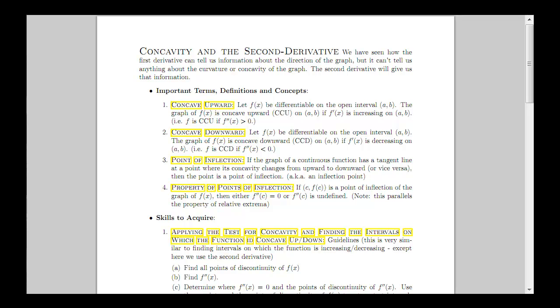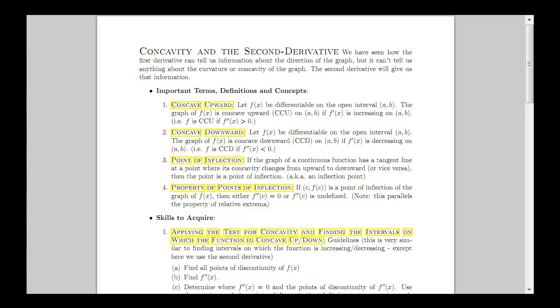Points of inflection are sort of the cousin to the relative extrema. We're going to find a change in the direction of concavity, and where we have that change in direction of concavity, we will have a point of inflection. Remember, where we had a change in direction from increasing to decreasing or vice versa, we had a relative extrema. Okay?